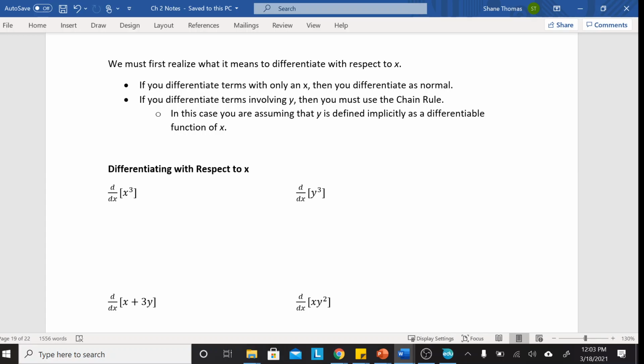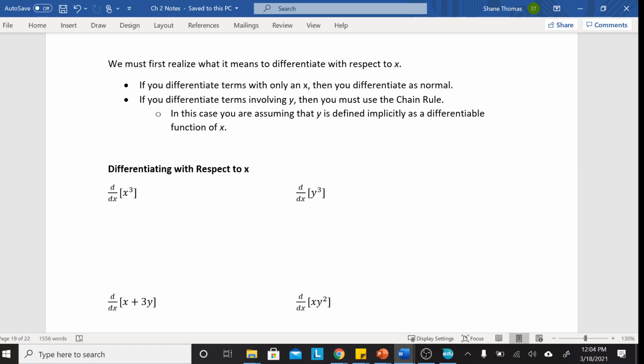All right, so if you differentiate terms with an x, then you differentiate as normal. So if you just have a 2x, if you have a 3x squared, nothing changes there. Okay, those rules still hold. Now, if we differentiate any term that involves a y, then we have to use a chain rule. Okay, in that case, you're assuming that y is defined implicitly as a differentiable function of x. So let's look at this to see what it's going to look like.